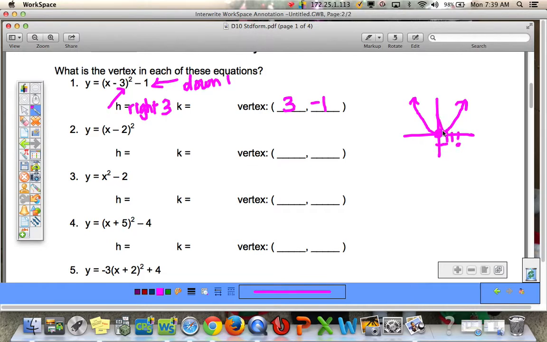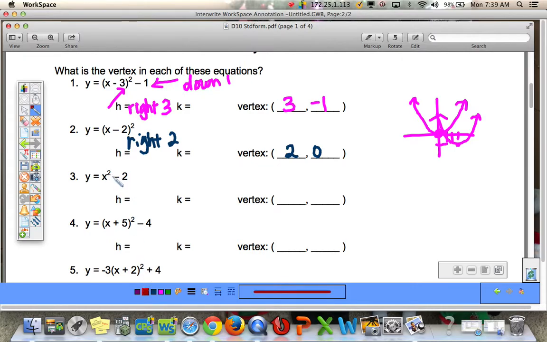It would look something like this. And we would know that it's facing upwards because there is no number in front of the parentheses right here. If there was a negative, it would be downwards. Let's do the next one. You have a minus 2 inside the parentheses, so that would be right 2. And since there's nothing on the outside of the parentheses, that would be up or down 0. So the vertex would be 2, 0.